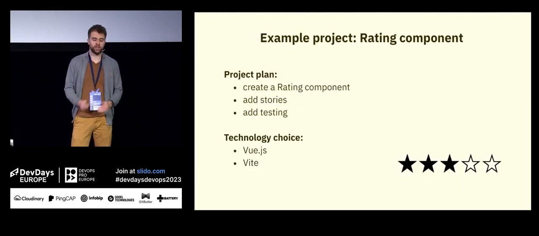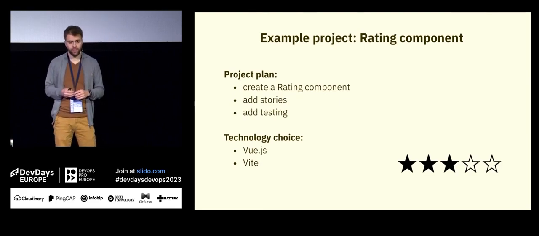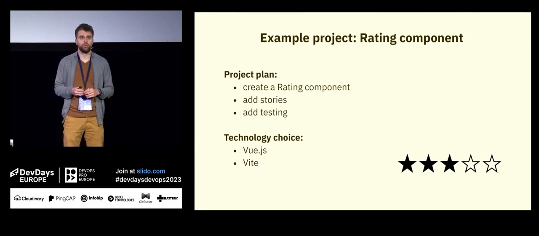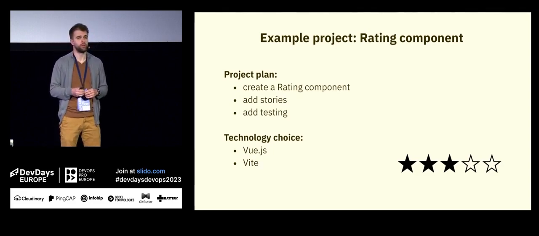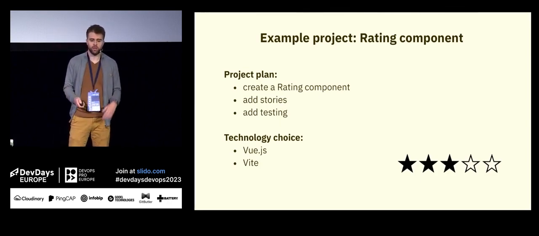Let's start with the example project. I will guide you through a small project of creating a rating component, and we will add stories to it, and we will do some testing. The technology choice would be Vue.js and Vite, but you can use other tools. You can use Angular, React, Svelte, whatever. And you can use Webpack as well if you want.